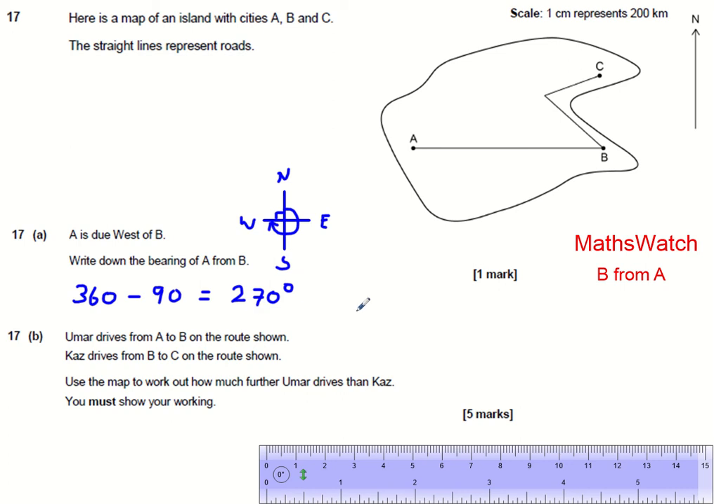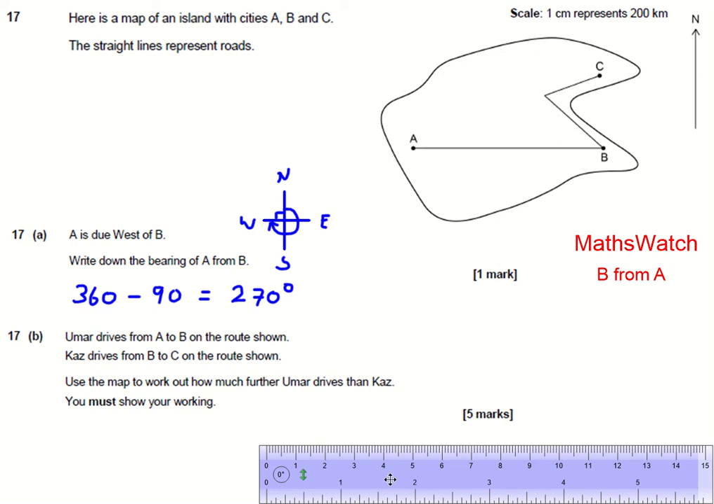Part B. Umar drives from A to B on the route shown. Kaz drives from B to C on the route shown. Use the map to work out how much further Umar drives than Kaz. You must show your working. So we're going to need to measure these lines because it's drawn accurately to scale, and then we need to scale it up from the map to the real life measurements.